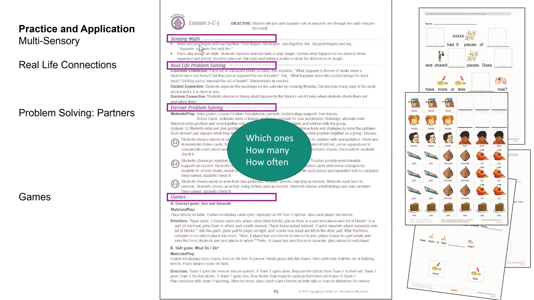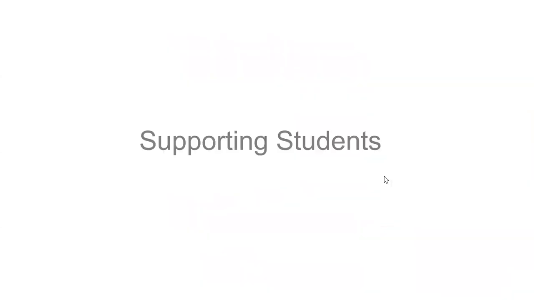So you'll see sensing math with using any of the 5 senses, sometimes more than one, real life connections, classroom connections in the greater area of the school grounds, community, internet, right? All sorts of opportunities for students to connect to real life problem solving. There's also partner problem solving, as you can see with the template here, based on the problems the students have solved so far, and then 2 games.